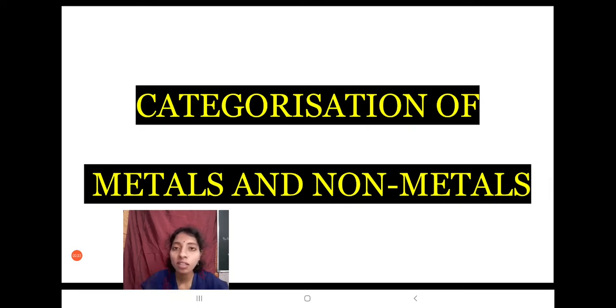Up to now we learned the physical properties of metals and non-metals. Right? Now we are going to see the categorization of metals and non-metals. That means how they are arranged in a periodic table according to their properties. Right?